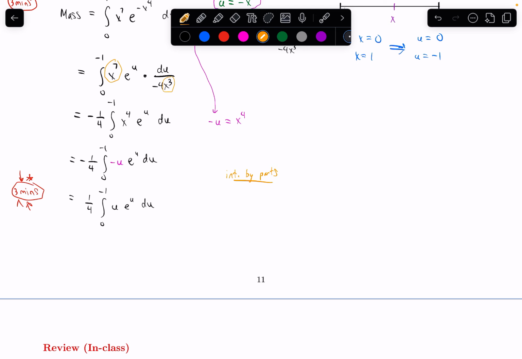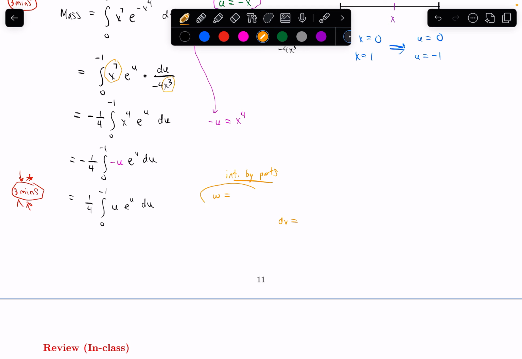Because I already have a u in this integral, I'm not going to call the part u, because it might get confusing having a u defined twice. So instead of writing u, I'll write w. I'll have a w and then I'll have a dv. So what should I pick for my parts?